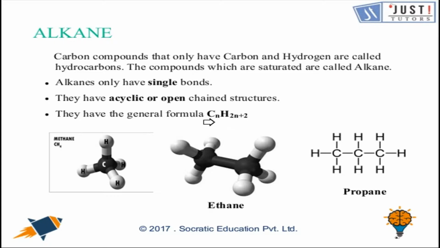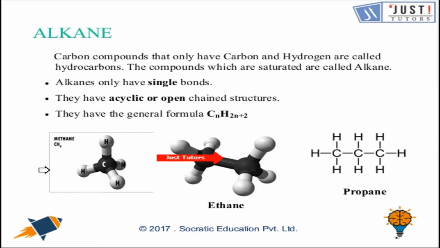What does it mean actually? N is the number of carbon atoms here. So if we have one carbon, then we have 2 times n, which is 2, plus 2, 4 hydrogen. So the formula comes to methane, CH4. If we have 2 carbons, then we have C2H6, and if we have 3 carbons, we have C3H8, which is propane. These are open chain structures. As we can see here, these are the 3D representations of these carbon compounds, and we can see these are straight chains.